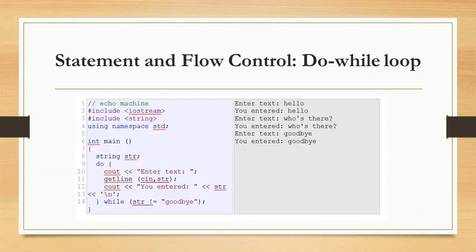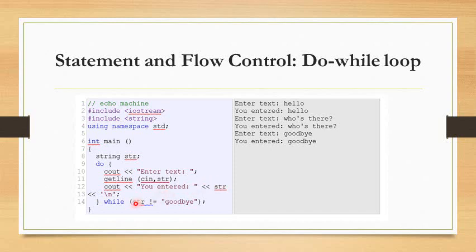Now, look at this simple example that demonstrates the do while. In the first lines we have include iostream, include string, using namespace std, int main. You can see here a string variable str is declared, and the string header is included. Then here, do begin: cout "Enter text", getline(cin, str). It will get the whole line, whatever the user types. Then cout "You entered", and it will just print what the user typed.